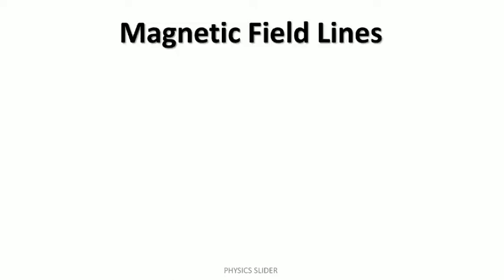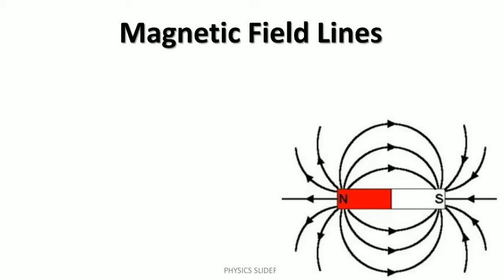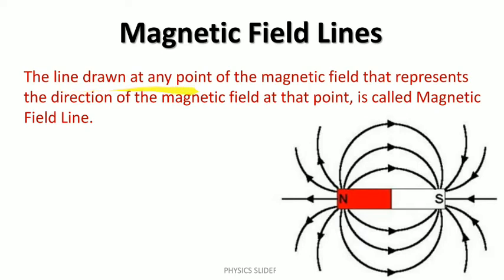Moving ahead, we have magnetic field lines. Here is a magnet, a north pole and a south pole, and we are watching these lines. These lines are magnetic field lines. How to define them? These lines represent the direction of the magnetic field at any point, so we call them magnetic field lines. The line drawn at any point of the magnetic field that represents the direction of the magnetic field at that point is called a magnetic field line.